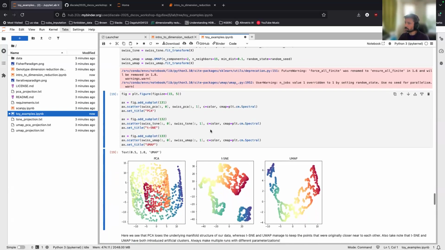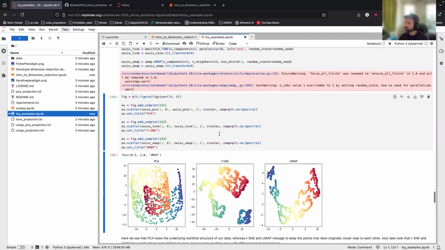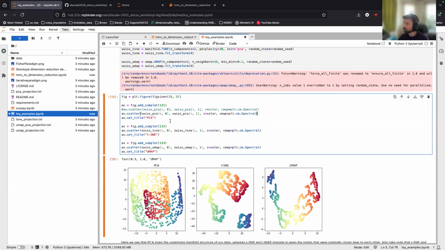If we take a look at how these different methods visualize the data that we have, PCA is on the left, then TSNE, and then UMAP. With the colors, we can kind of see. Okay, it seems like actually, you know what? Let's get rid of the colors for PCA just to get the point across a little bit better.